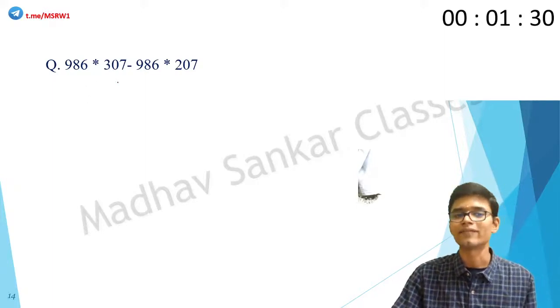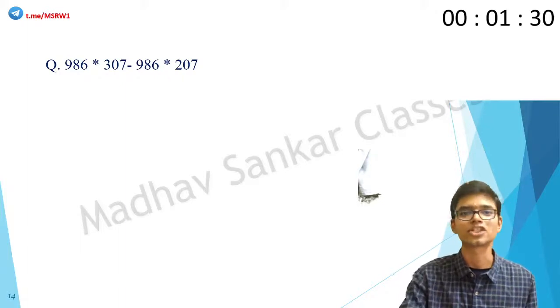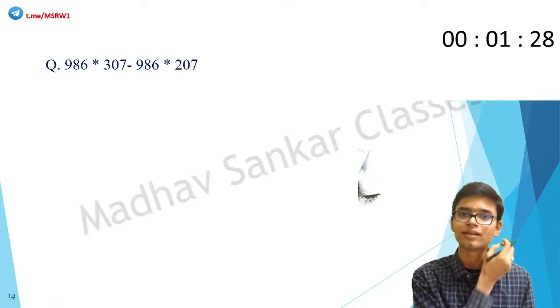986 into 307 minus 986 into 207. This is the question. Okay, I'm going to start the timer. Please see if you can solve this in the given time.